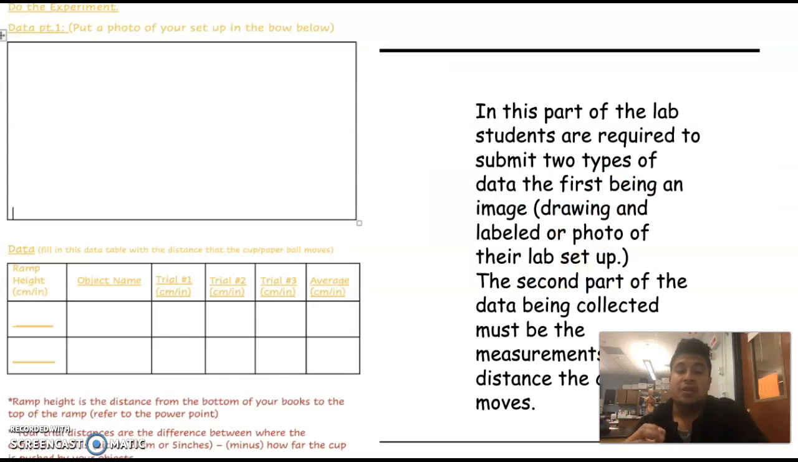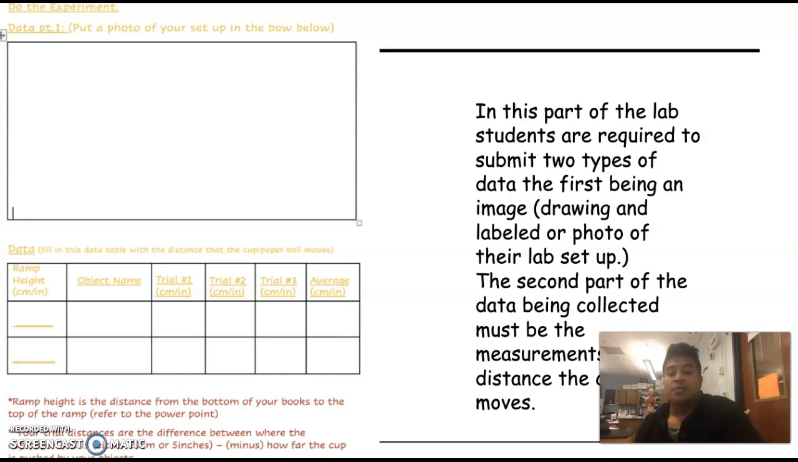Okay, so in this lab, in the beginning, we did the paper frog where we measured the distance with 3 trials and averages. The coin drop lab, we actually drew photos of how our setup looked, right? But this time, we are going to use both. So I'm just going to read this. In this part of the lab, students are required to submit 2 types of data. The first being an image, drawing and labeled, or photo of their lab, if you want to take a screenshot or a photo of it.